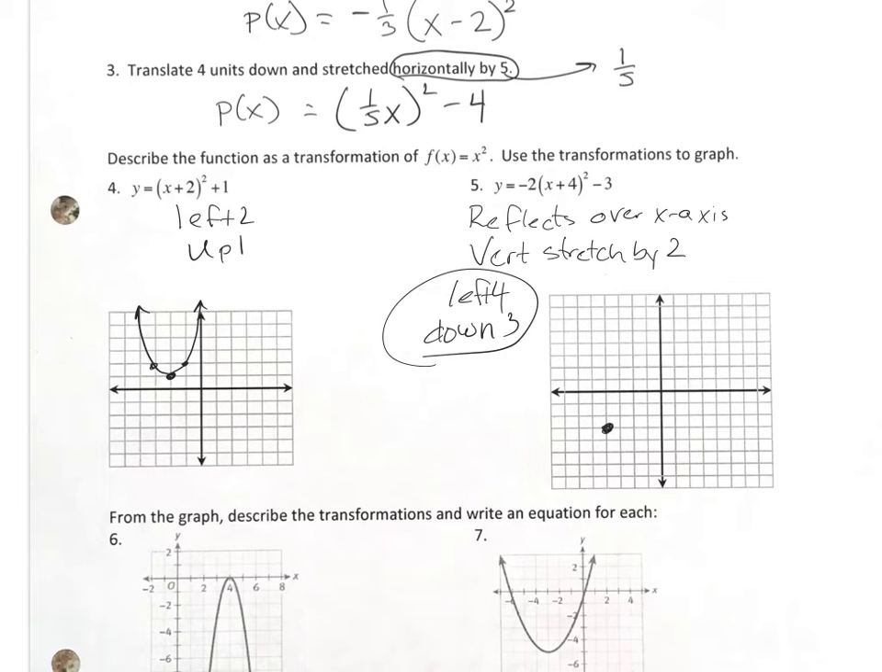There's your vertex. It is from the vertex that we count the next points. It's a vertical stretch by 2. So normally our relationship is up 1, right 1, up 1. But we've got to stretch this. So we're going to go right 1 and down 2 because it's a reflection. And then left 1 and then down 2. Connect your dots to make a parabola.